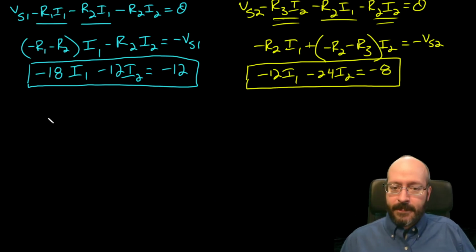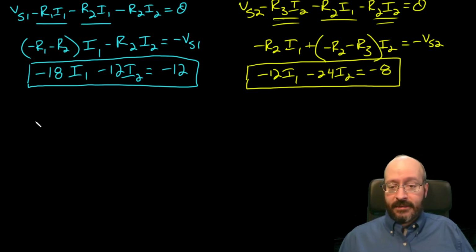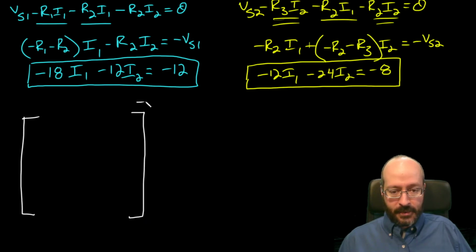Okay, let's see here. We've got to get this in matrix form, so let's do that in white. It's going to be a 2 by 2 matrix because we've got two unknowns. Okay, I'm going to invert that.